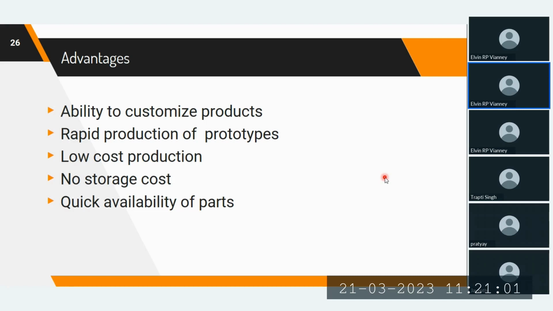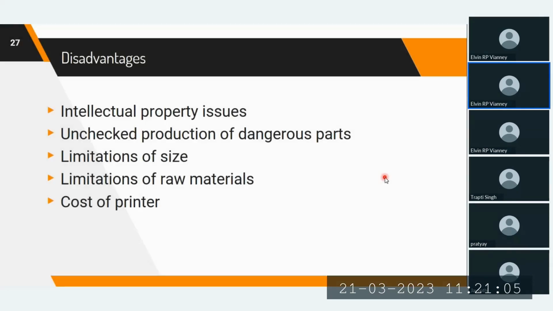The parts are available in nature, so we can easily change and fabricate our objects. The disadvantages are like the intellectual property issue. We can face there is no intellectual property. We couldn't find a solution for that, but in future we will find one.